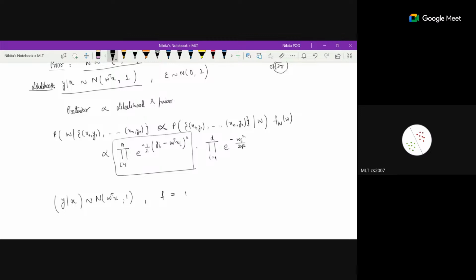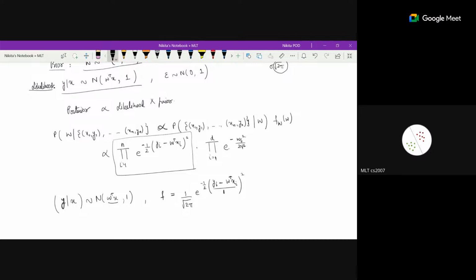This is going to be 1 upon sigma under root 2 pi. So sigma is just 1. So 1 upon under root 2 pi e to the power minus 1 upon 2. Now you have y given x, right? So basically the distribution, now here your randomness is in y. So your yi minus the mean, and the mean is w transpose x. So it is just going to be for each data point, yi minus w transpose xi divided by 1, a whole square.